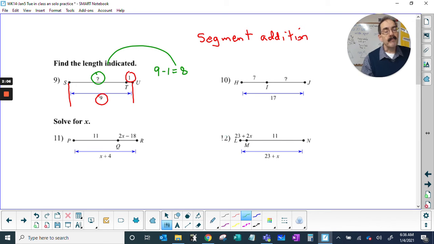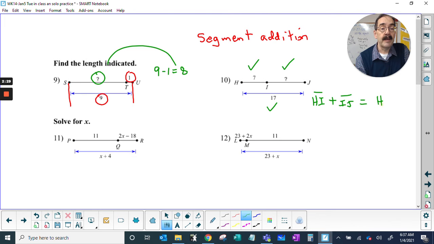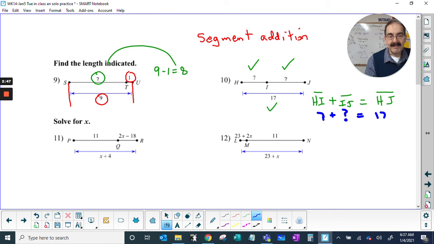Now, formally in math, we write it a little bit differently. It's this segment plus this segment equals this segment. So let's write that: segment HI plus segment IJ is equal to the whole segment HJ. Now, substitute, replace, solve. 7 plus a question mark is equal to 17. What's the missing piece? Absolutely, 10. The teacher way, we'll subtract 7 from both sides.